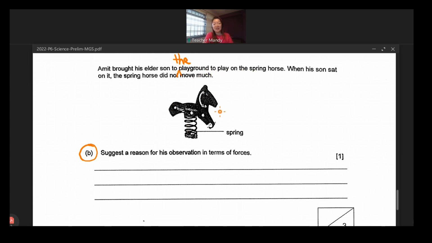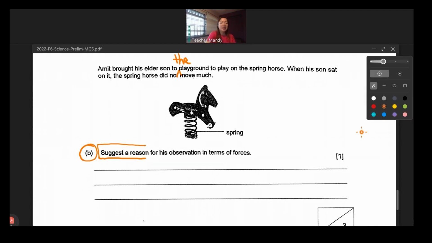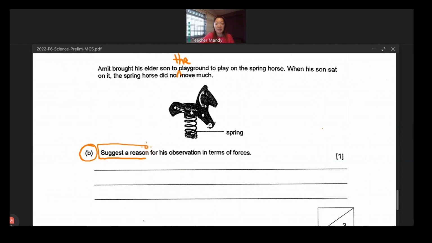I'm sure you've seen this. The old and new playgrounds, they have this. Okay. When his son sat on it, the spring horse did not move much. So this spring is not very loose, right? Because it's very hard to move it. So suggest a reason. Now you're going to see a lot of questions that say suggest a reason, suggest, give a suggestion, suggest this, suggest that. Okay. This term suggest has been appearing in PSLE questions a lot in the past 3 years.